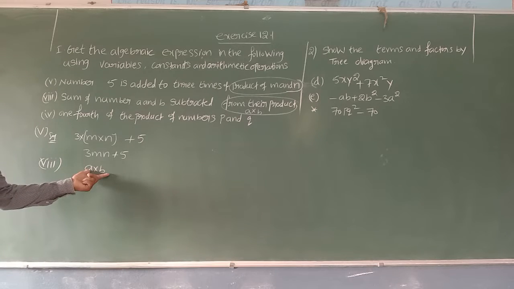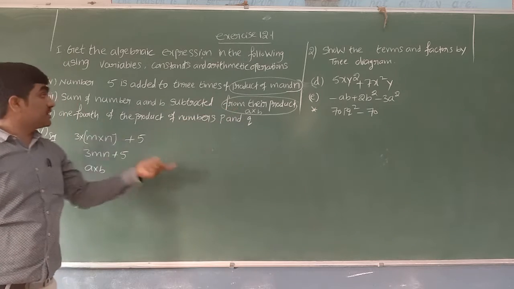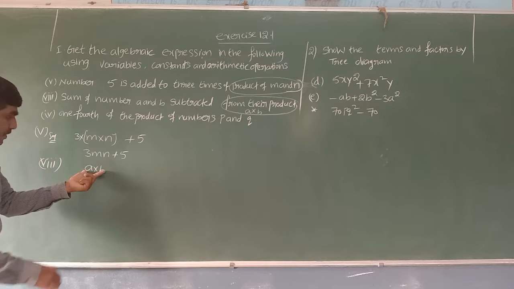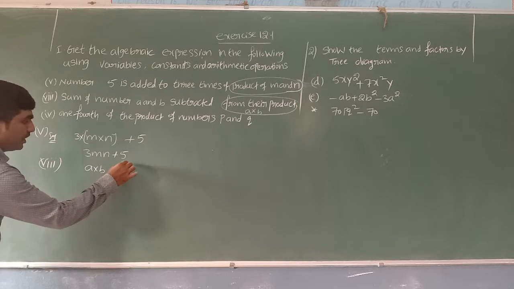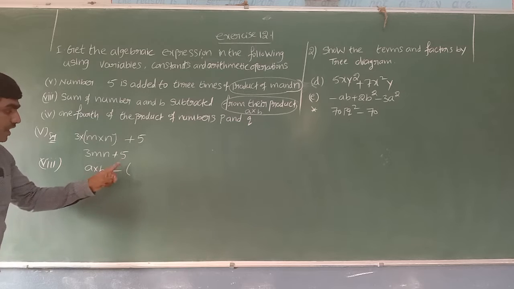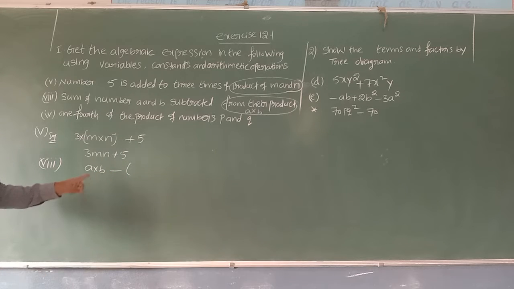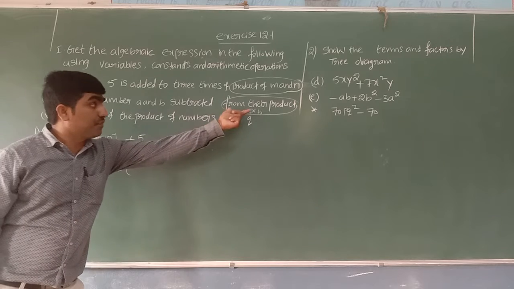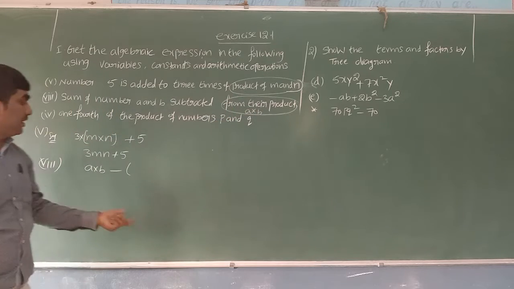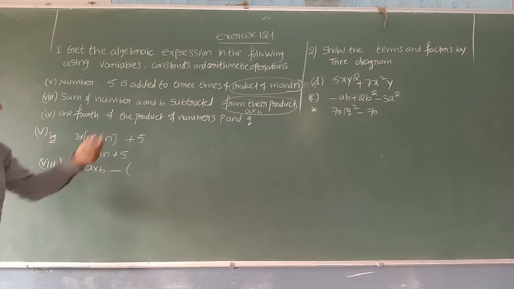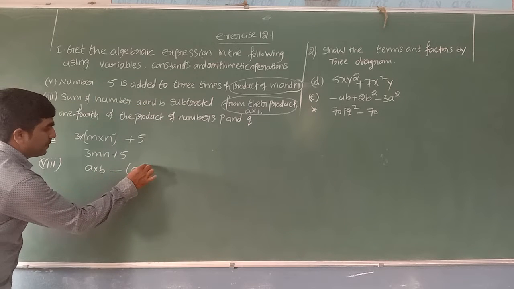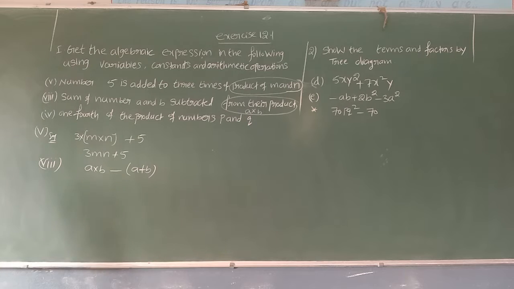From this product, what did they subtract? From this product, they subtracted the sum of a and b. Whenever you get minus, after that you start the bracket. From the product of a and b, they subtracted the sum of a and b, I mean the addition of a and b. That's all.